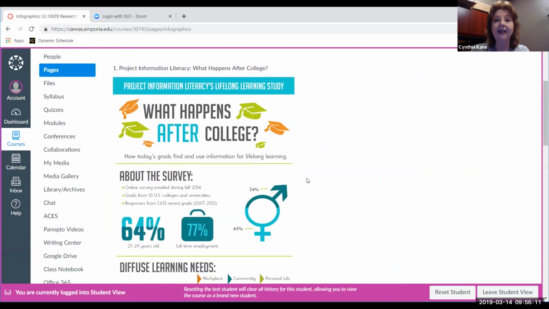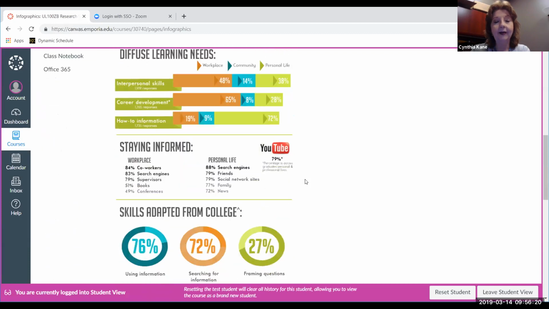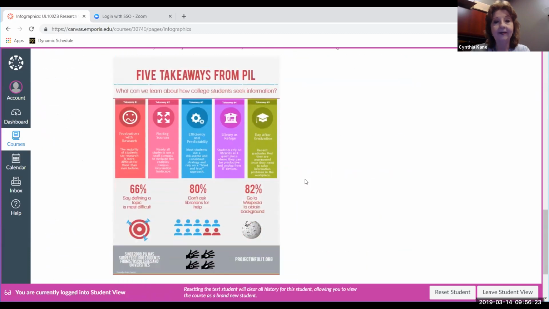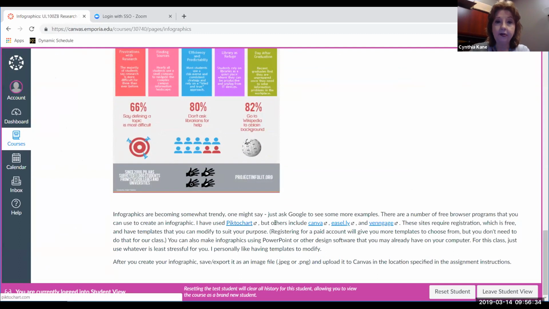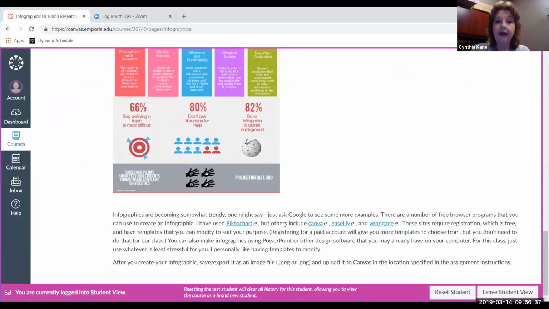I'm sure that you have seen a lot of rather entertaining infographics posted perhaps on your social media platforms. We've given you some examples of what different infographics might look like. You can use PictoChart, but there's also Canva, Easel, and Mengage. I'm a little bit more comfortable with PictoChart, so I can definitely help with that. But they do require registration, but these are actually all free for you to use. You can also make infographics using PowerPoint or other design software. We note that for this class, just use whatever is least stressful for you.